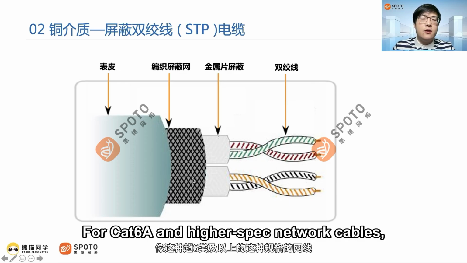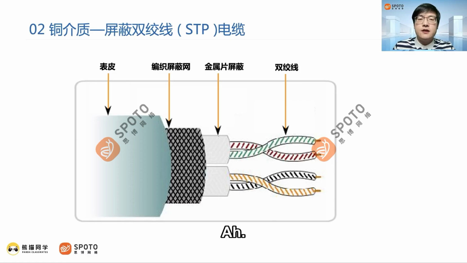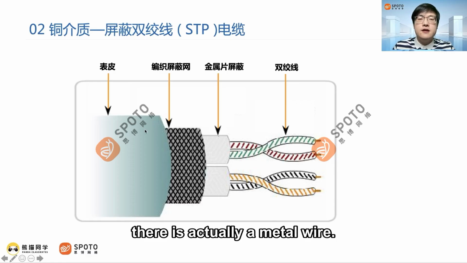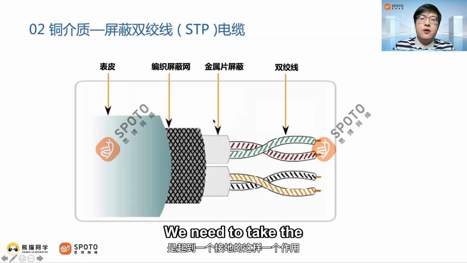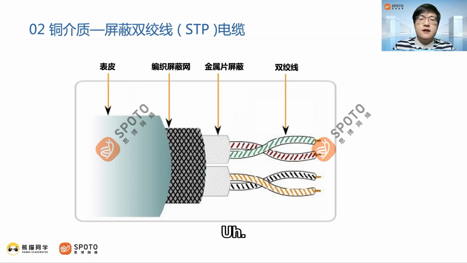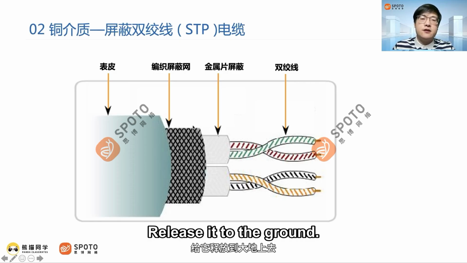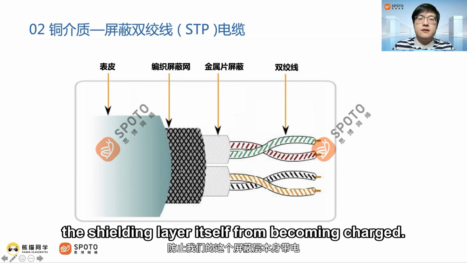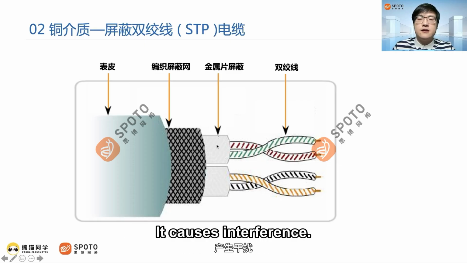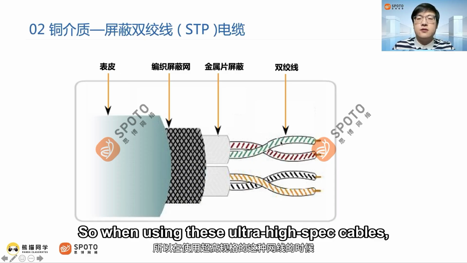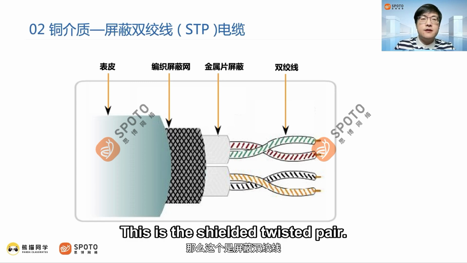For Cat6a and higher spec network cables, during production, you need to pay a little more attention. Inside here, there is actually a metal wire. This wire serves a grounding purpose. We need to take the weak induced charge it generates and guide it to the ground. Release it to the ground. This way, we prevent the shielding layer itself from becoming charged. A magnetic field could interfere with the signal inside the cable. So when using these ultra-high spec cables, there are many precautions to take. This is the shielded twisted pair.